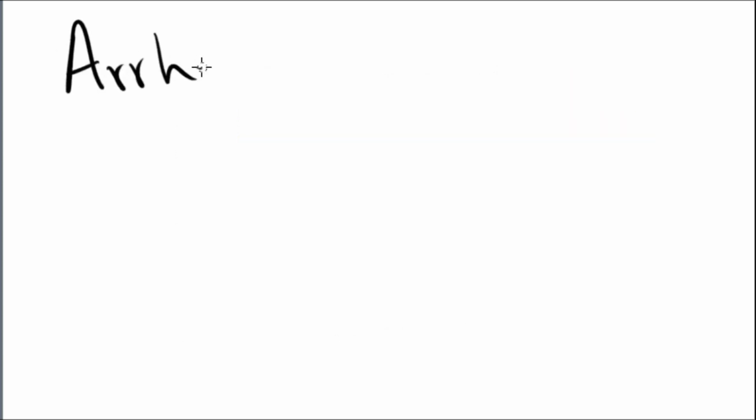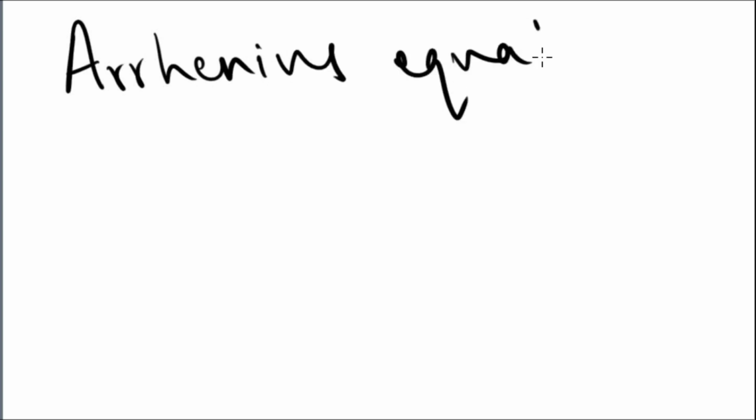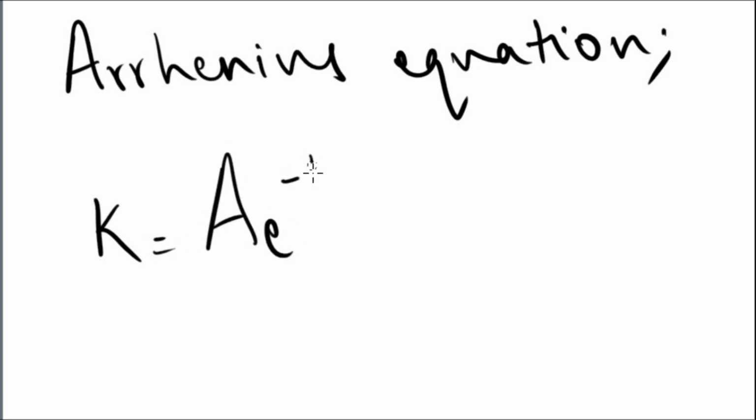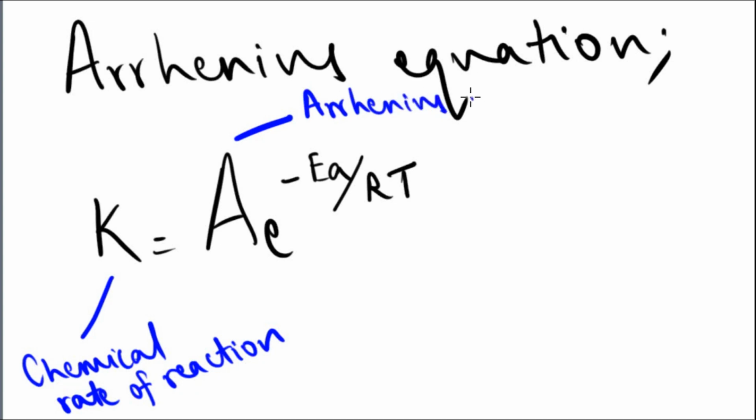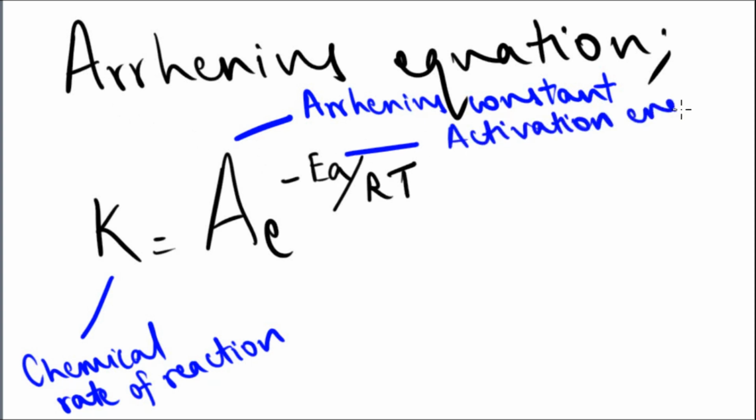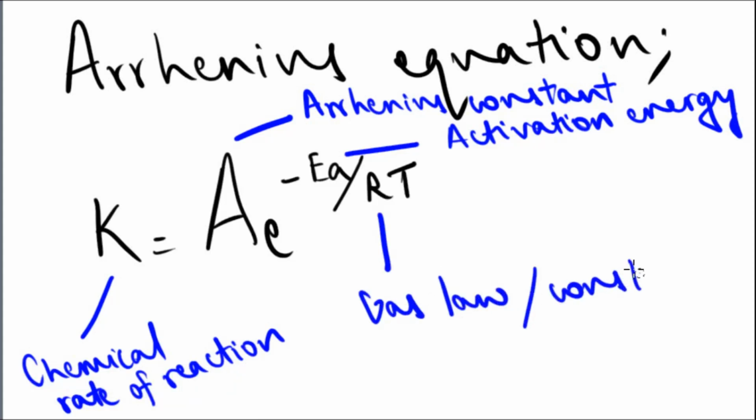So now moving on to the Arrhenius equation. You have k = A e^(-Ea/RT). k is the rate constant of the reaction. A is the Arrhenius constant, also known as the frequency constant or even the pre-exponential factor. Ea is the activation energy. R is the universal gas constant, and T is temperature in Kelvin.